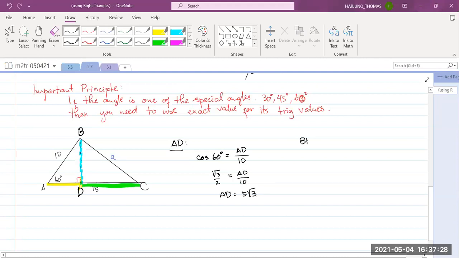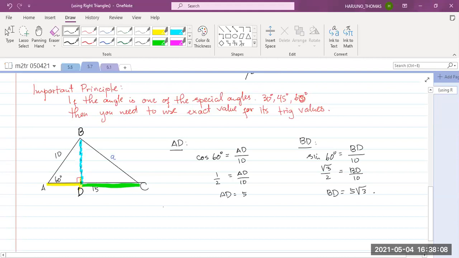BD, on the other hand. Well, cosine 60 is 1/2. What am I doing? It's just 5, not radical 3. Duh. It's just 5 here. Cosine 60 is 1/2. Now sine 60 degrees, that's the one, radical 3 over 2. That equals BD over 10. So BD is 5 radical 3.